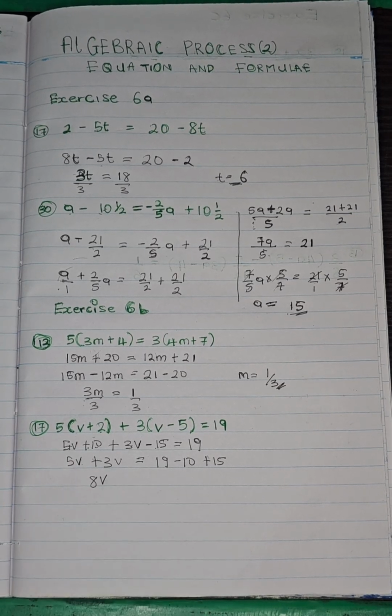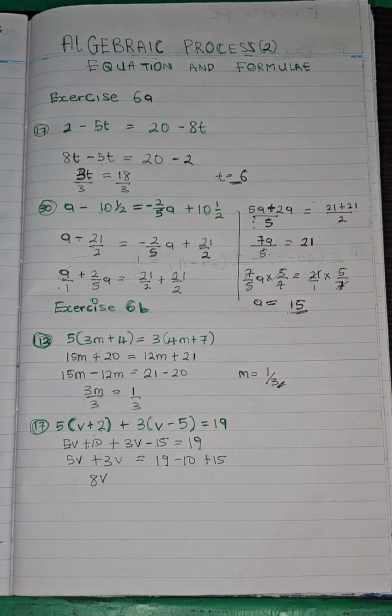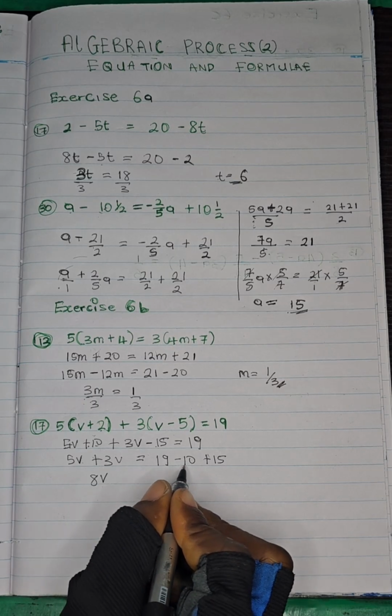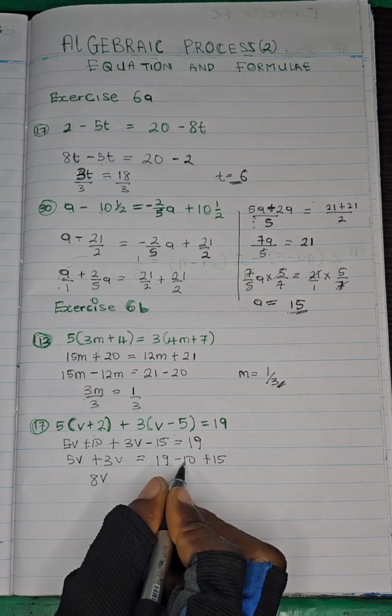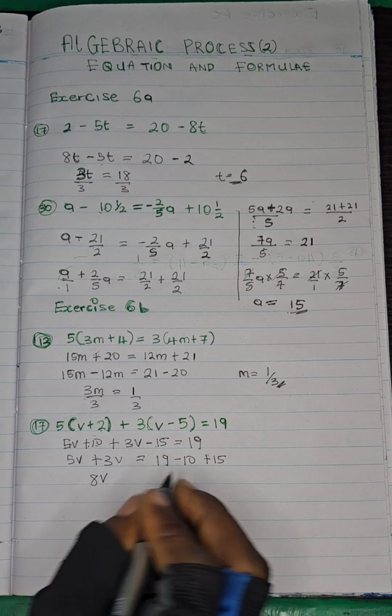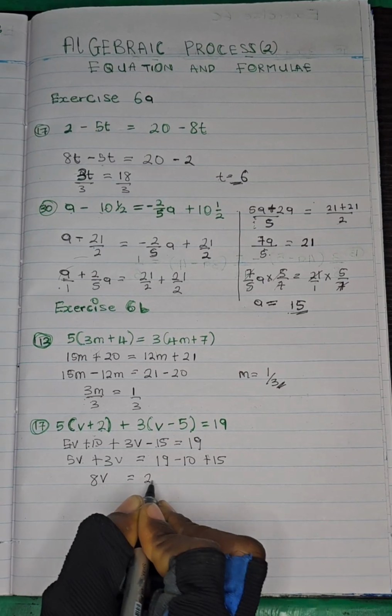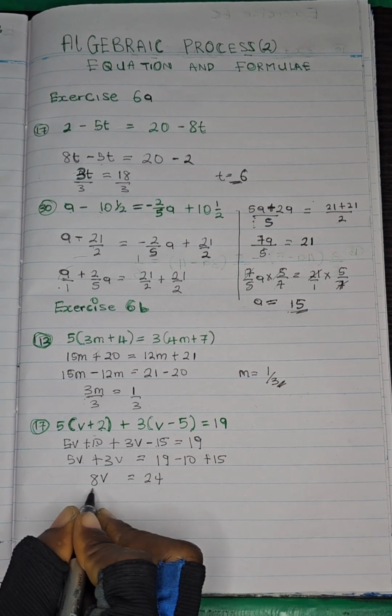So 5v plus 3v will give you what? 8v. Are we together? So we'll now add what we have here. 19 minus 10 is what? 9. 9 plus 15 is what? 24. So divide both sides by 8.